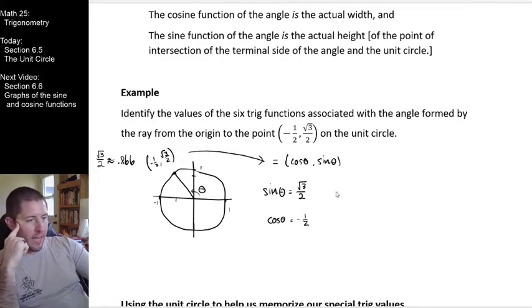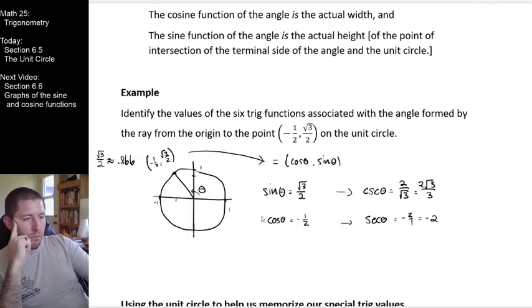So I should be able to say things like cosecant of theta, therefore, is the reciprocal, 2 over root 3, or 2 root 3 over 3. Cosine is going to give us the reciprocal for secant, which is going to be -2 over 1, which is just -2. I can combine these 2 together to give me tangent.